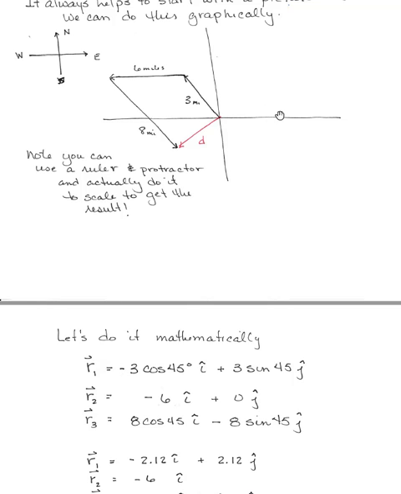Now, of course, I could have done my angle from here to there, which would have been 135 degrees, and that would have given me my negative, if I wanted to work it that way. So you've got a couple of ways to work this. And then I've got my 3 in the plus y direction with my 45 degrees.